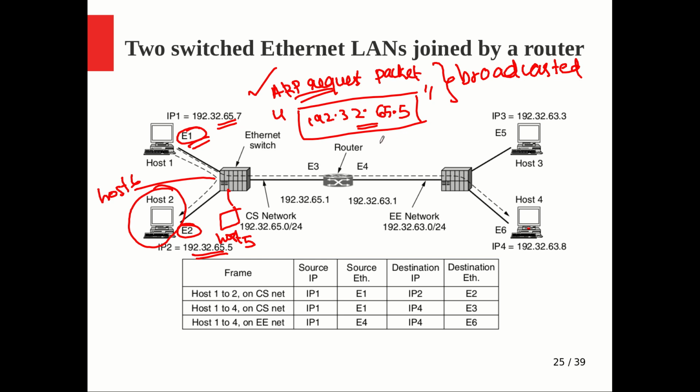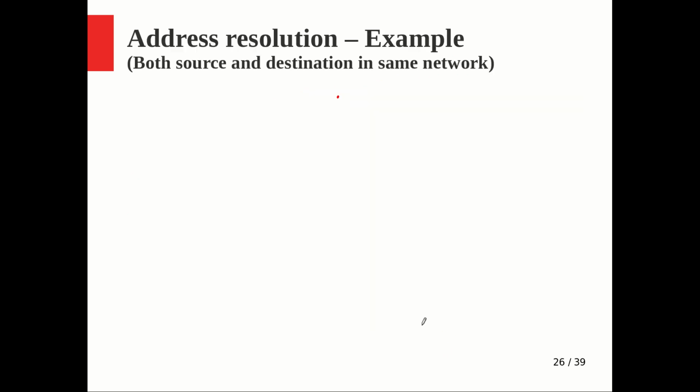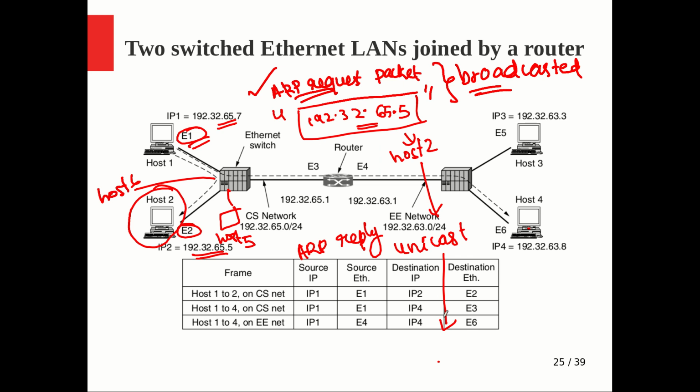So by looking at the ARP request packet, host 2 will clearly understand the MAC address of the one who asked this. Whenever this is broadcasted, it correctly reaches host 2, and host 2 will do what? Host 2 will unicast the reply, right? So that is very important. The ARP request packet is broadcasted, but the ARP reply is unicasted back to the one who asked for it. Who asked for it actually? This H1, host 1, right?